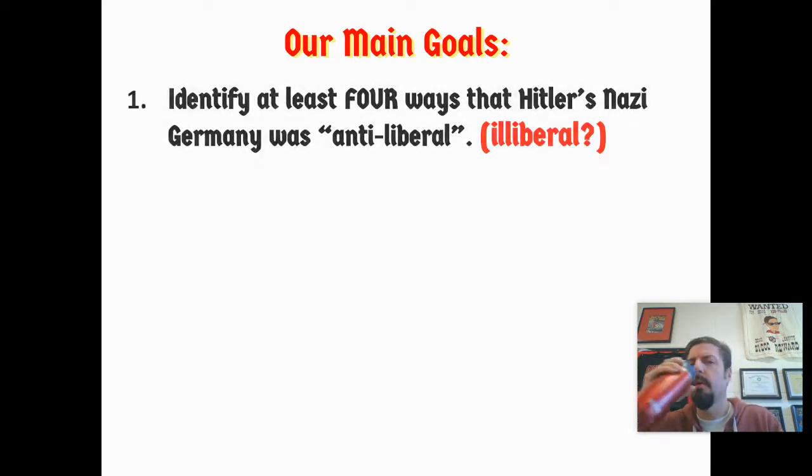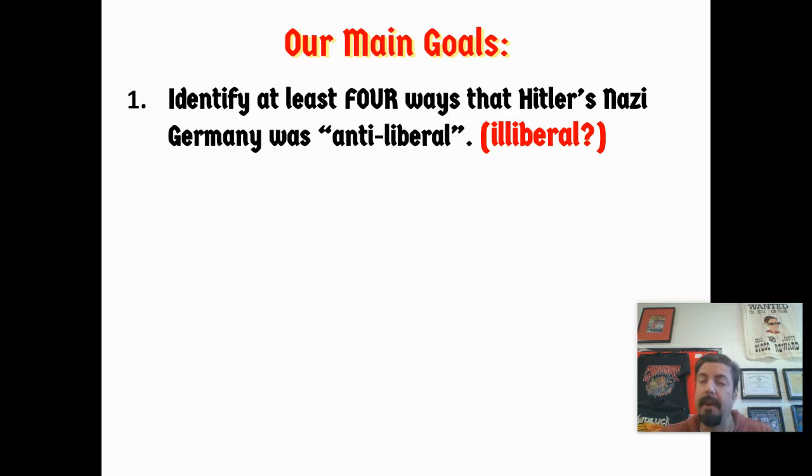Our main goals: to identify at least 4 ways that Hitler's Nazi Germany was anti-liberal, or a new term that I'm going to introduce today, illiberal. Illiberal is when you use non-democratic methods in a supposed democratic country. So when Hitler is doing things in the Third Reich, that is not considered to be illiberal. Now, if you're in a democracy or a republic like Canada or the United States, and the government does things that are not democratic in nature, not liberal in nature, then that would be illiberal.